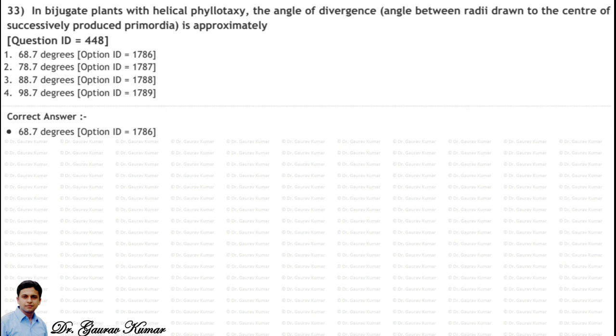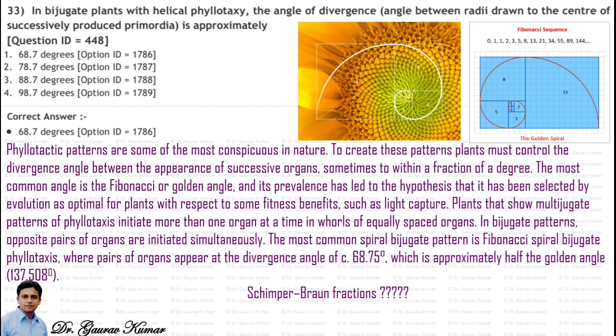Okay. Next question: in bijugate plants with helical phyllotaxy, the angle of divergence, that is the angle between radii drawn to the center of successively produced primordia, is approximately. This is actually from the anatomy practical, where you are provided with a graph paper and you have to draw that Fibonacci drawing. The scope of this video is not that much for me to explain all that Fibonacci drawing and everything, but let me give you a brief overview of that.